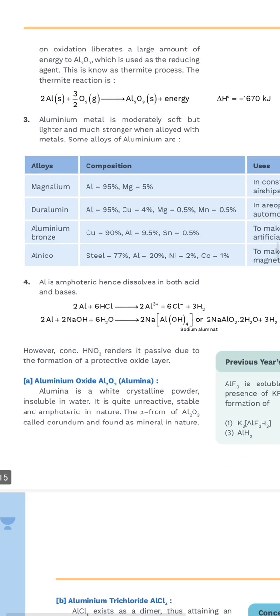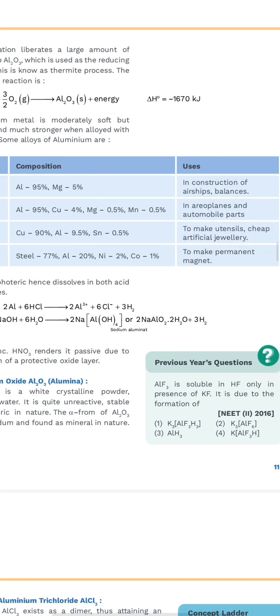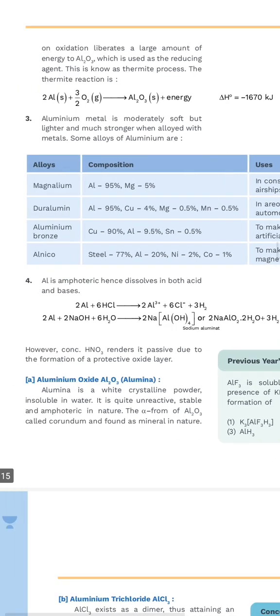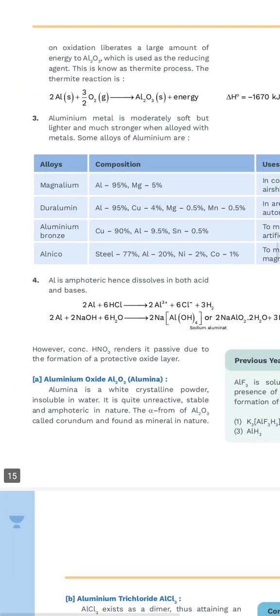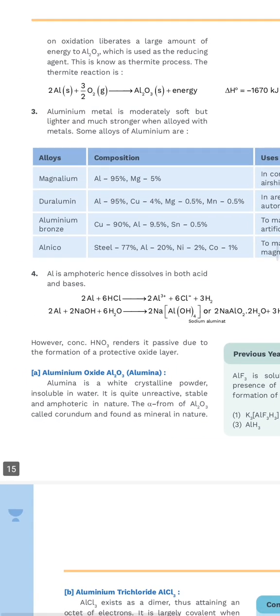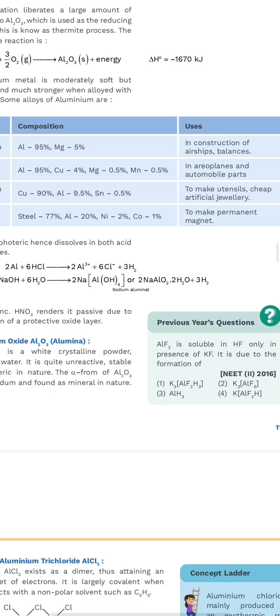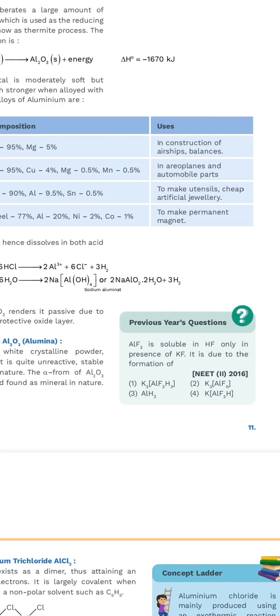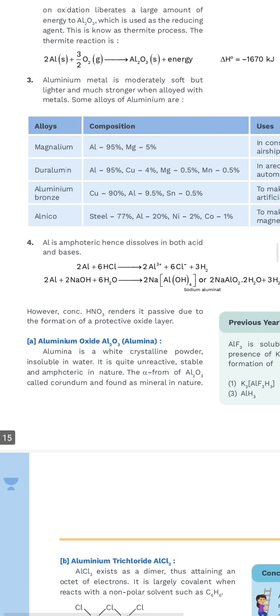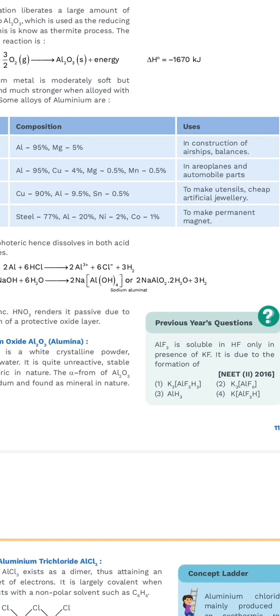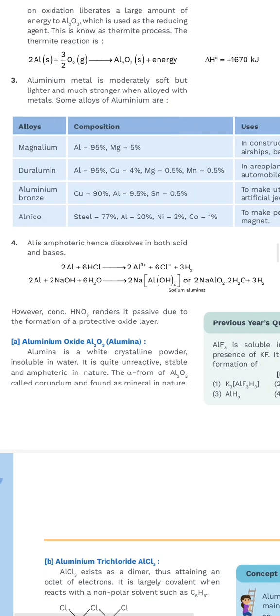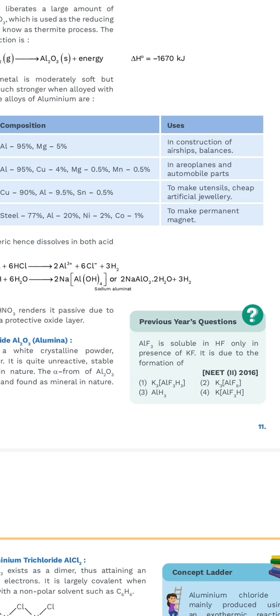Aluminium metal is moderately soft but lighter and much stronger when alloyed with metals. Some alloys of aluminium are these, and these are the uses: magnalium, duralumin, aluminium bronze, and alnico. Magnalium is used in construction of airships and balances. Duralumin is used in aeroplanes and automobile parts. Aluminium bronze is used to make utensils and cheap artificial jewelry, and alnico is used to make permanent magnets.